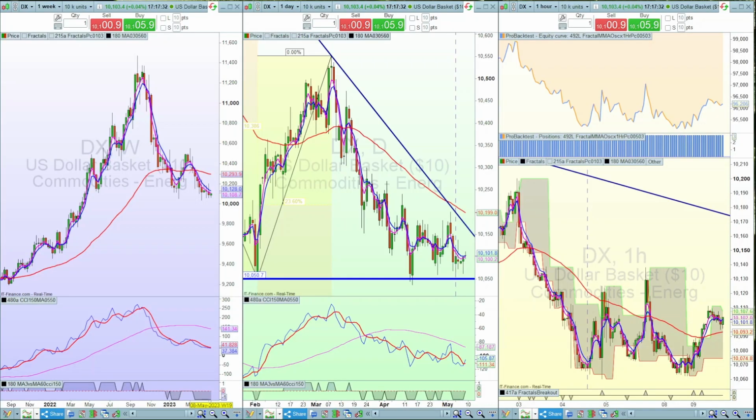Today is May the 9th, 2023. This is the US dollar DXY update. Our weekly and daily, the weekly showing a bearish momentum and a daily is neutral, so let's explain what that means.